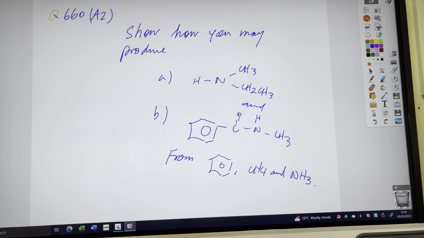And then this is organic synthesis. Going back to organic synthesis, how would you produce AB from benzene, methane, and ammonia at the bottom, CH4 and NH3? You need to go back and forth and just check your knowledge base.